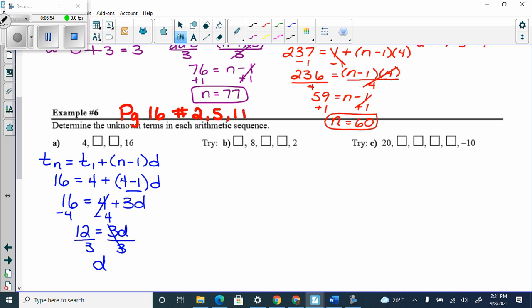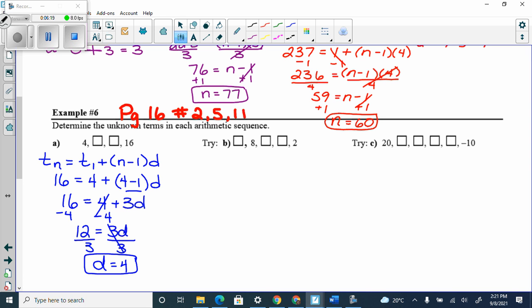So D equals 4. Once I have D, the rest of this is really easy, because D is just what I add to the next one. Now, if D is negative, I'd be adding a negative, right, which is indirectly subtracting. But D is 4, so I'm going to add a 4. Remember, if D is positive, my number should be going up. And if D is negative, my number should be going down.